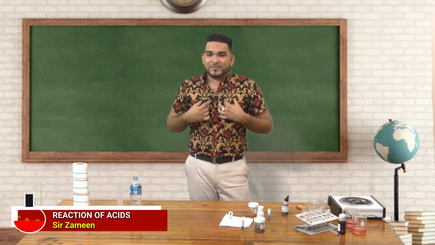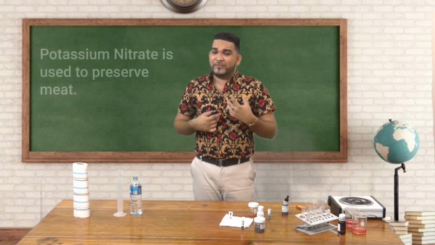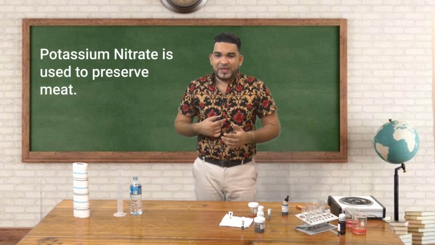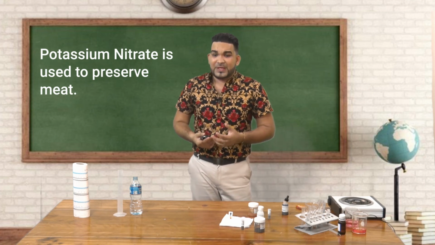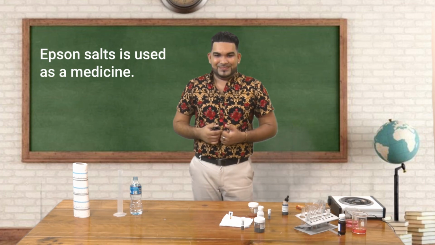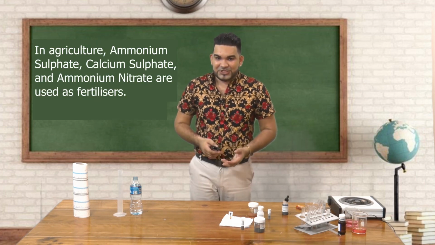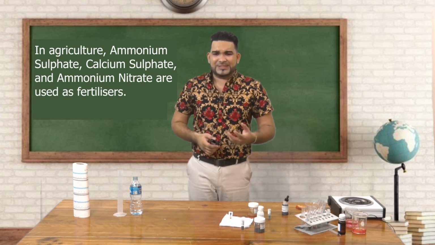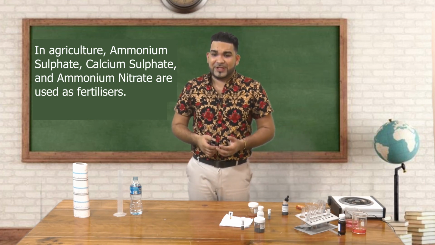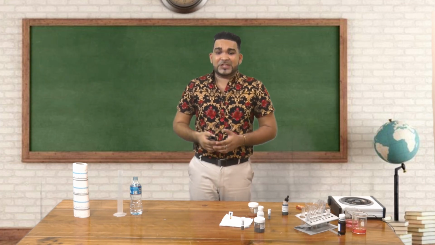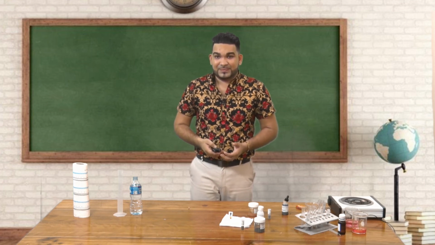In our homes, we use common salts to flavor our foods. Saltpetre, which is potassium nitrate, is used to preserve meat. Epsom salt is used by us as a medicine. On the other hand, in agriculture, the farmer uses salts such as ammonium sulfate, calcium sulfate, and ammonium nitrate as fertilizers. In industries, chemicals such as ammonium chloride are used in the making of batteries.